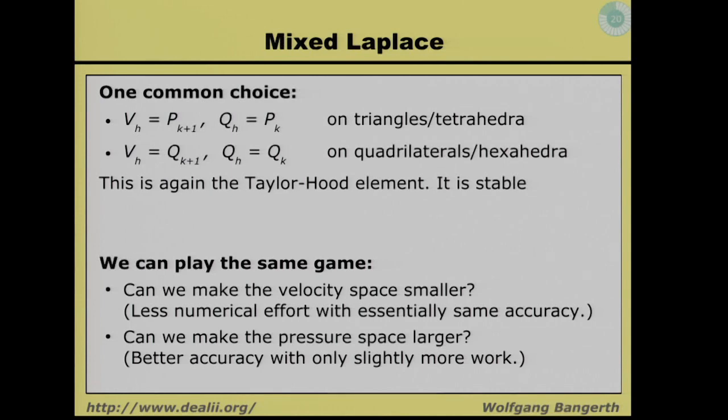So common choices would be, I can go with the Taylor-Hood example again, right? So I can choose the velocity as Q_{k+1}, and the pressure is Q_k, or on triangles and tetrahedra, I could use P_{k+1} and P_k. And we can play exactly the same game, namely, can I make the velocity space smaller, because that would yield less numerical effort for essentially the same accuracy, or can I make the pressure space larger, because I wanted to get better accuracy with only slightly more work. And so in all saddle point problems, you always live in that tension.